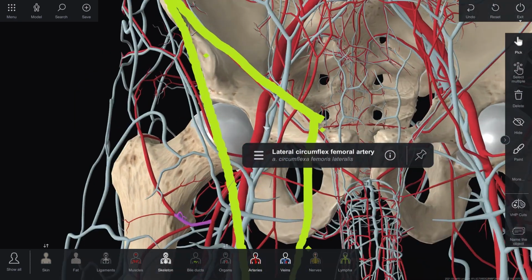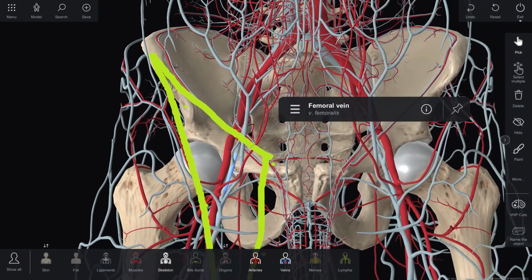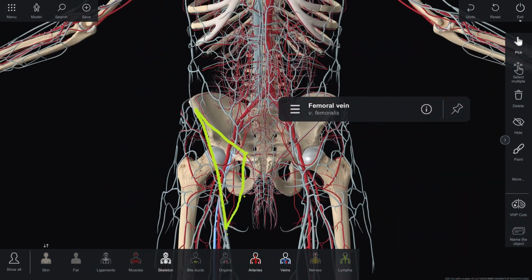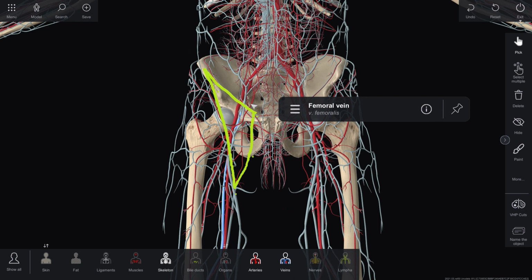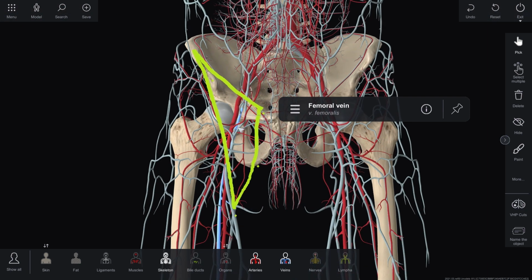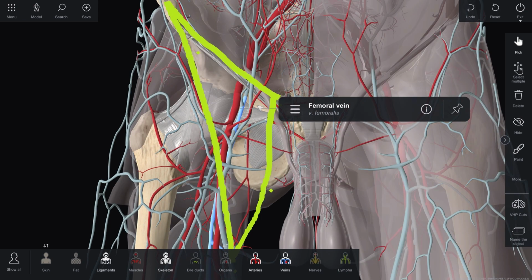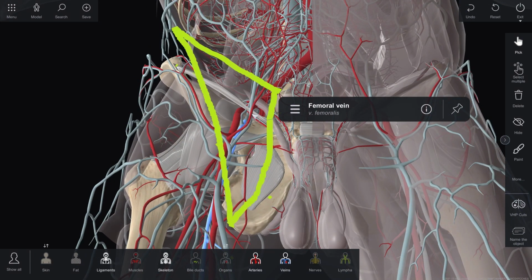Femoral vein. The femoral vein accompanies the femoral artery in the adductor canal and then enters the femoral triangle. It runs under the inguinal ligament into the lacuna vasorum, where it continues as the external iliac vein.